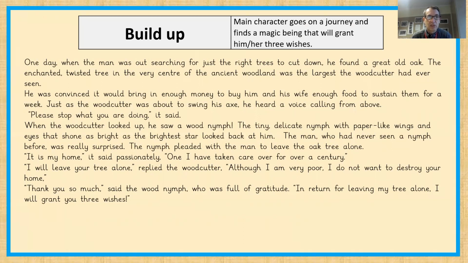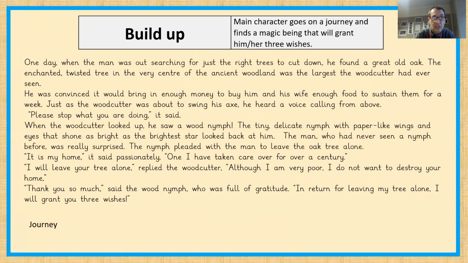So that's the build-up to the story. The main character goes on a journey, finds a magic being that will grant him 3 wishes. So he goes on a journey. It's a short journey in this story. He just goes in looking for the right trees in his woodland. And as part of his journey, he finds the enchanted twisted tree in the very center.